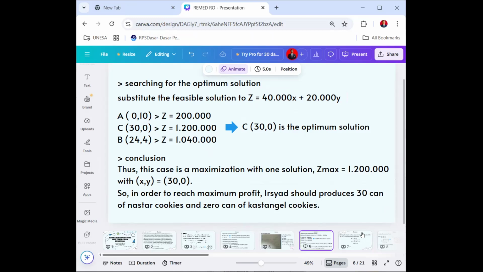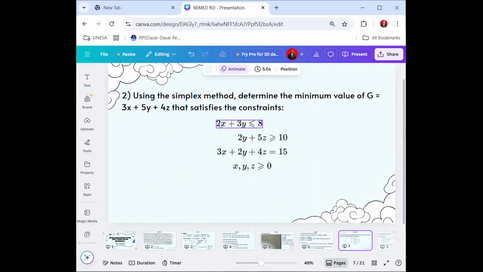Now we get to question number 2. In this question, we just need to solve a problem using the simplex method. This question is not story-based, just a straightforward solve question. So this question is like this. Using the simplex method, determine the minimum value of G is equal to 30x plus 5y plus 4z that satisfies the constraints like this.